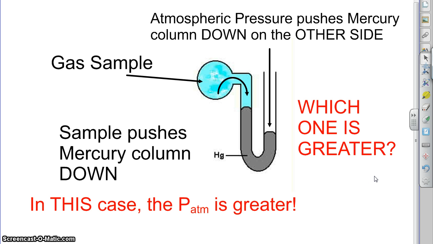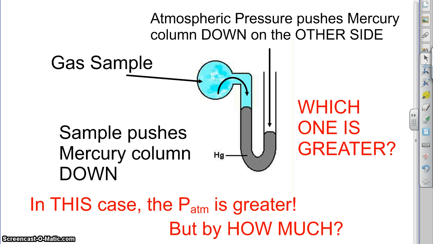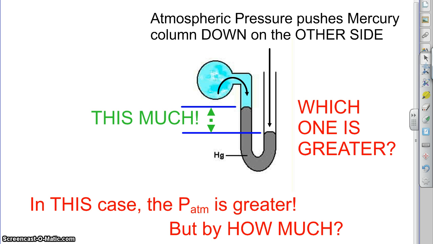So everything we do in this problem will involve the atmospheric pressure being greater. If it had been the other way around, if this column had been taller than the left column, then we would have to do something slightly different at the end. So the first question we want to ask is, by how much is it greater? What is the difference? Well, it's that much. The air pressure is that much greater.